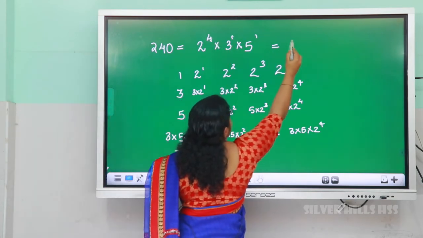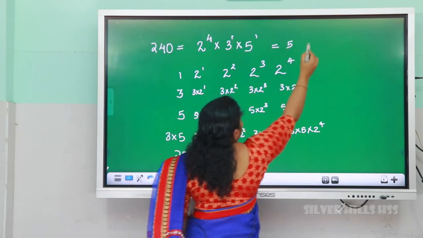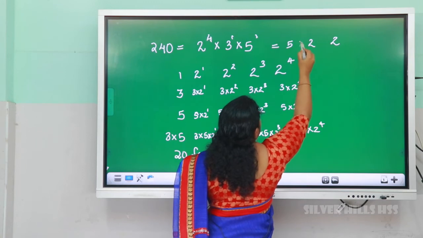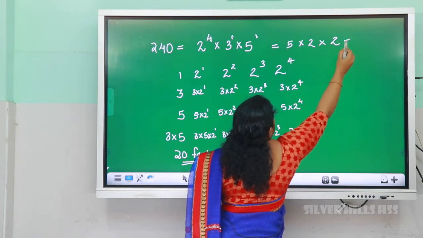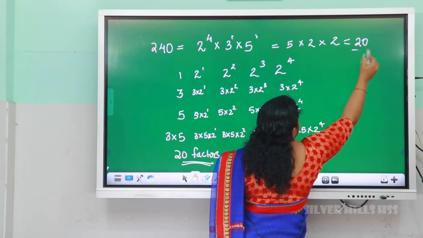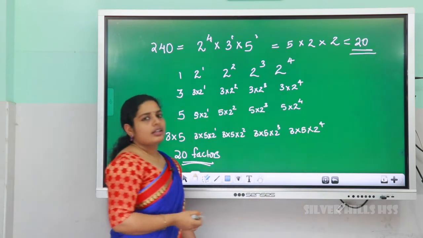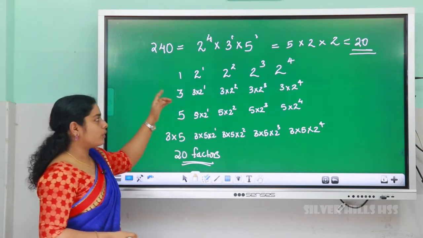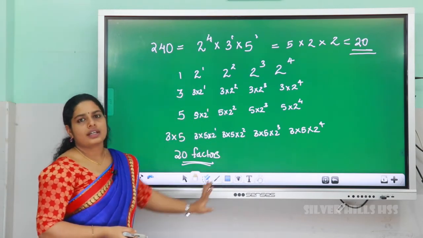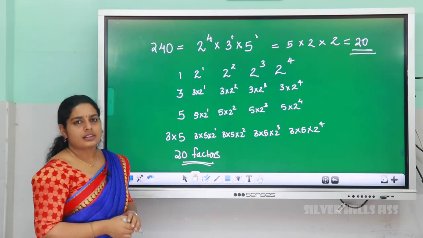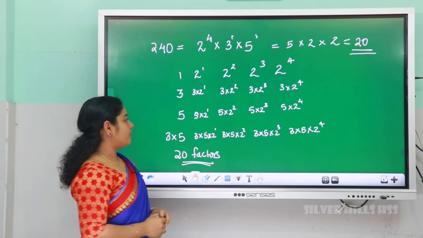4 plus 1 is 5. 1 plus 1 is 2. 1 plus 1 is 2. Multiply them. So 5 into 2, 10, 10 into 2, 20. So this is the total factors of 240. We have 20 factors for 240 and we listed all the factors here. Okay, so our answer is correct. We have only 20 factors. 240 has only 20 factors.